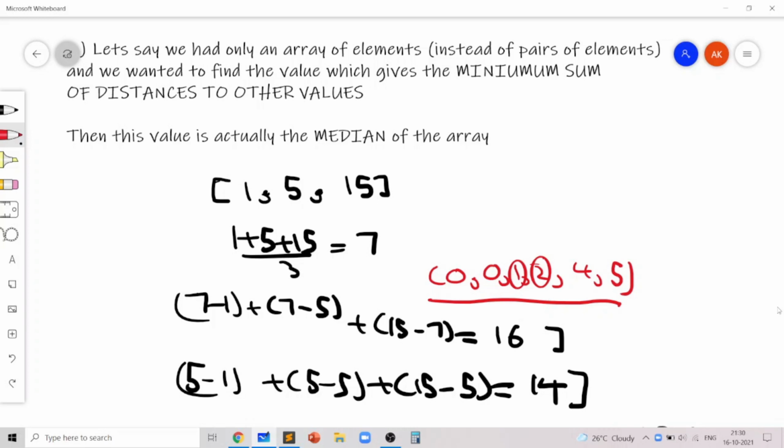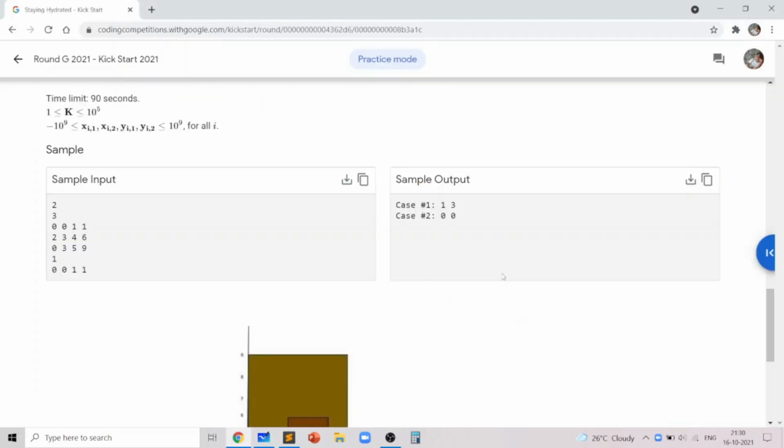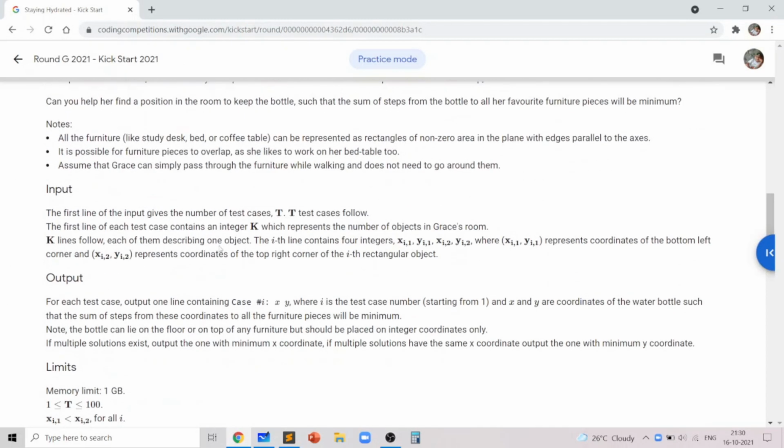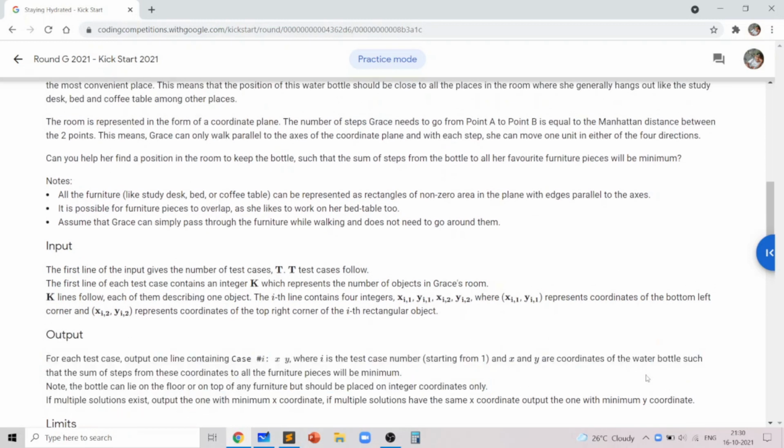And since we want the minimum value of x, since we want the smaller one, we are going to take 1, we are not going to take 2. Even 2 will minimize the sum of absolute values. You can just check it out by hand right now, but we take the smaller value since they have specifically asked us to take the minimum x coordinate and the minimum y coordinate.